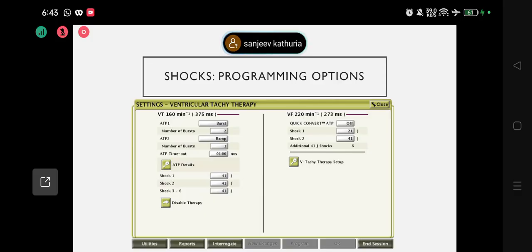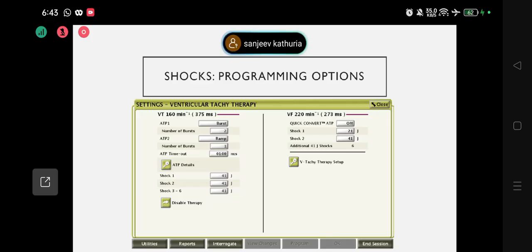This is how programming is done, because now we are going to start what we want to see. ATP1, ATP2, ATP3. It's going to try and override the rhythm. Burst and ramp means it will give 8 pulses of the same size. Ramp means on the next cycle of 8, it will increase its cycle length even more, so that the tachycardia, let's say tachycardia rate is 220. So they will try to do an ATP at around 230. In the next one, it will make it 240, because it has to override that cycle.